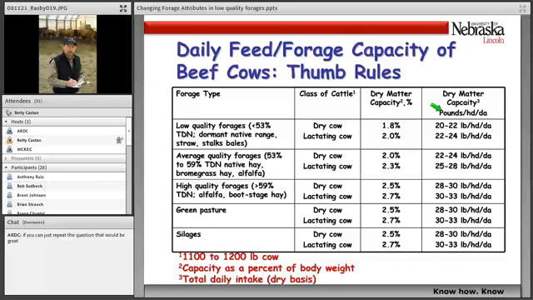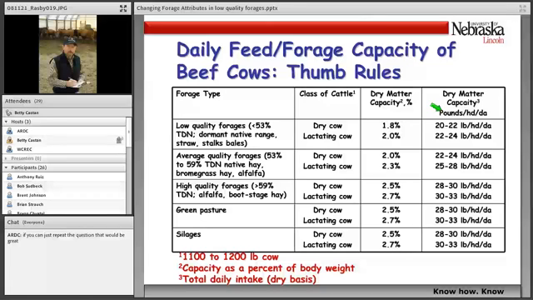Now in this table, I've got three columns here. One would be forage type in that first column, class of livestock in the second column, and then dry matter intake as a percent of body weight, and then actual dry matter intake. In the second column, class of livestock, you have dry cows and lactating cows. Lactating cows eat more than dry cows. The one I'd like you to focus on is that I've broken this forage type down into forages that have a TDN content of less than 53%, average quality forage of 53 to 59% TDN, then some high quality forages that are greater than 59% TDN. And then I have pasture and silage.